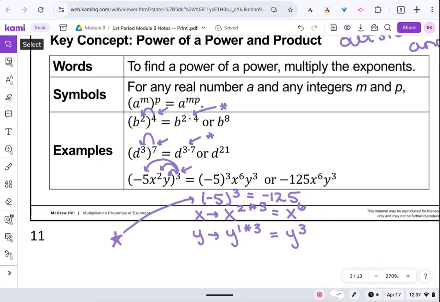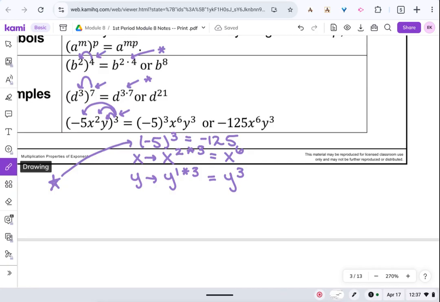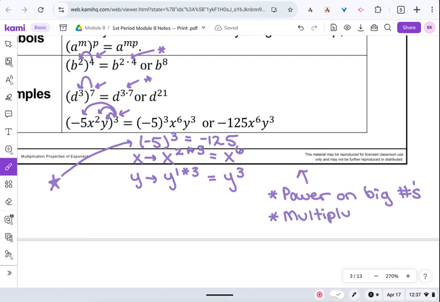So in words, what we're doing for rule number 2, we're putting an exponent or a power on our big numbers. So the power is going to go on the big numbers. For example, the -5 to the power of 3. It's not times 3, it's to the power. And then the exponents are going to get multiplied. So multiply exponents. And again, this is when I have an exponent outside of a set of parentheses and I need to bring it inside.